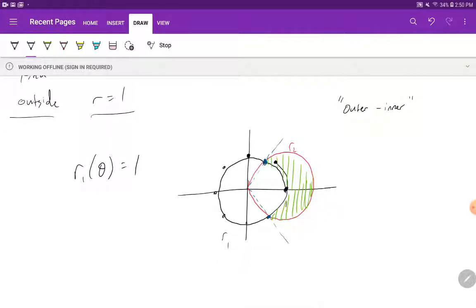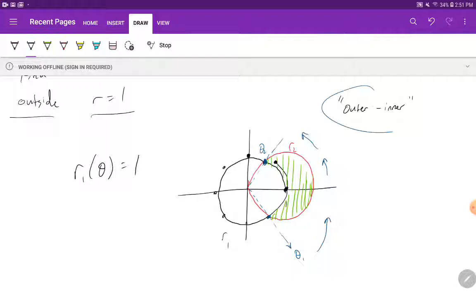Because think about it. Once again, it's kind of like a sweeping motion, right? Imagine that this is a radar thing, right? And it starts at this theta value, and it's going to sweep until the second theta value, right? What is it going to sweep? It's going to sweep both the black and the red, right?